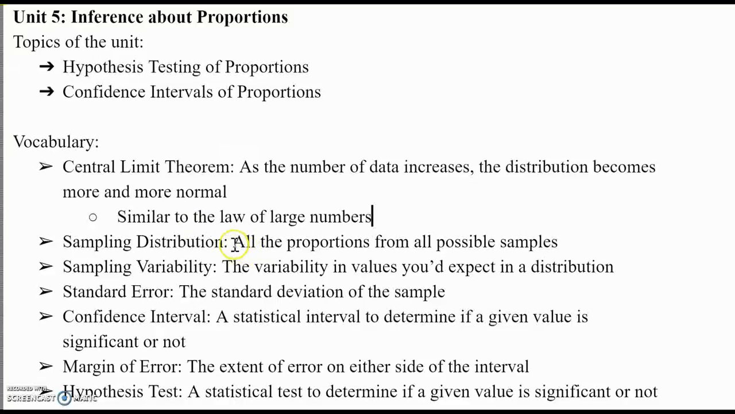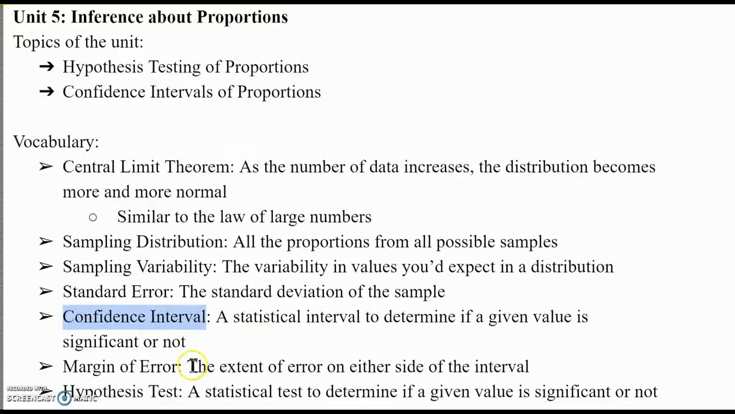The next is sampling distribution, which is all of the proportions from all the possible samples. Sampling variability is just the variability you expect in your distribution. Your standard error is a standard deviation of the sample. You'll see me interchangeably use standard error and standard deviation of the sample. The confidence interval is just a statistical interval to determine if a given value is significant or not. We will go into great detail with confidence intervals further in this lesson.